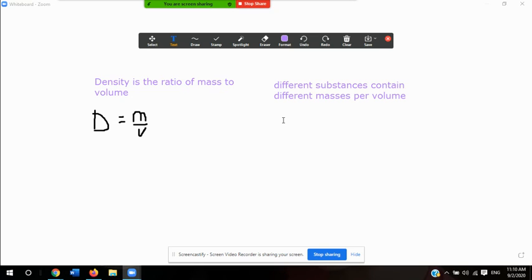It says density is a characteristic physical property of a substance. So here are little things about density we're going to talk about. Density is a physical property of a substance.